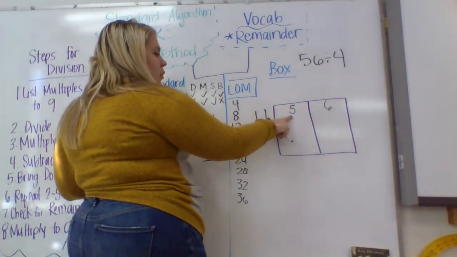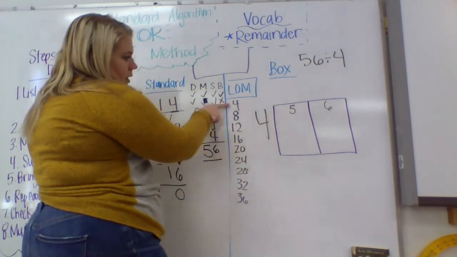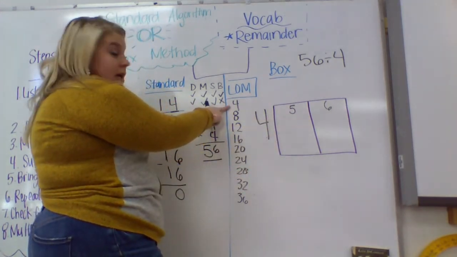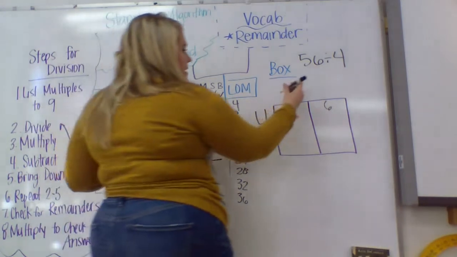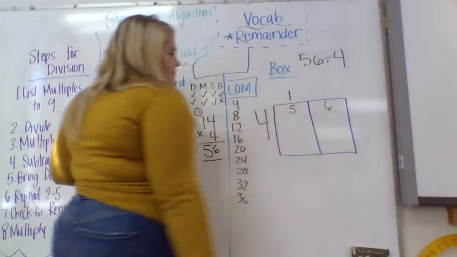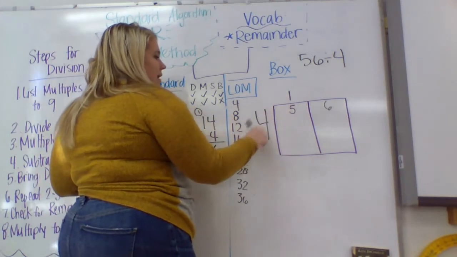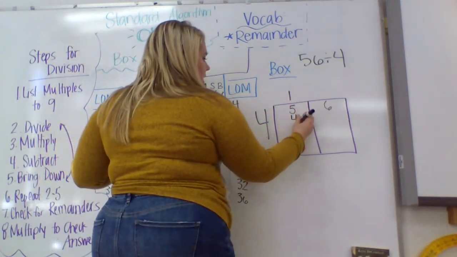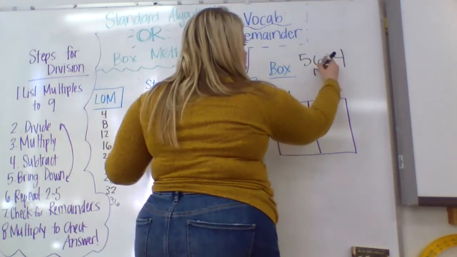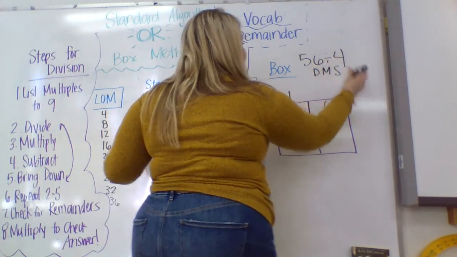How many times can 4 go into 5 without going over? Well, I know from doing standard that 4 was the closest I could get, and that was 1 time. Now I'm going to multiply. 1 times 4 is 4. So I'm still doing my divide, multiply, and subtract.